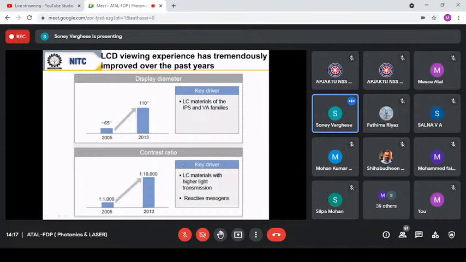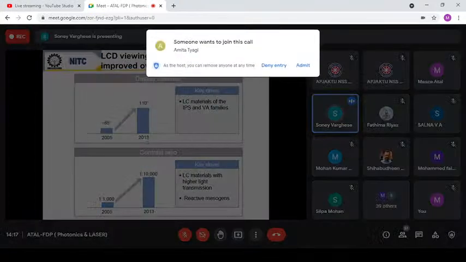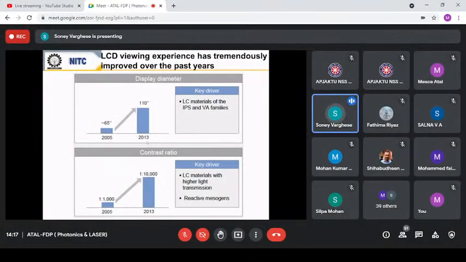And this is the display diameter. You can see people are thinking about it. Nowadays we have 110 inch or bigger than that. And if you look at the contrast ratio, as I told you, it started from 1:1000, right? So the contrast ratio is nothing but the ratio between the bright state and the dark state, that is, in the white screen and the dark screen, what is the ratio of the light intensity, right? So earlier it was around 1:1000. Now you can see that the contrast ratio can go more than 10,000.